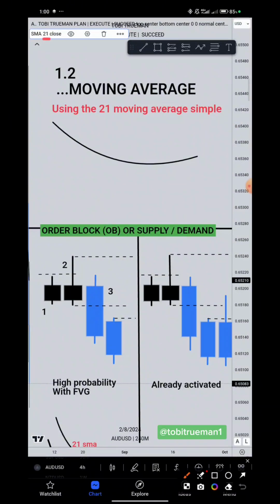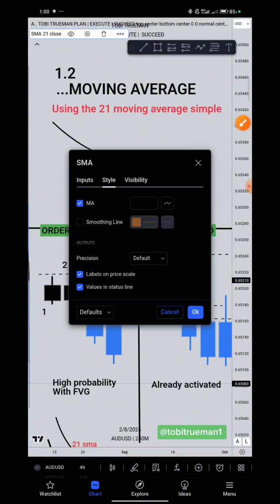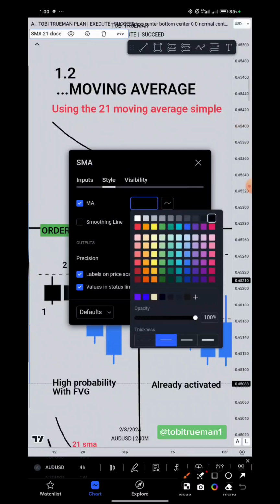Then just come to this top part of your TradingView. Click on that setting icon there. Then it will display like this. You can change the color. Click on this part to change the color to black and the thickness. So when you click on it, you change the color to black. Then the thickness, you use this second thickness.